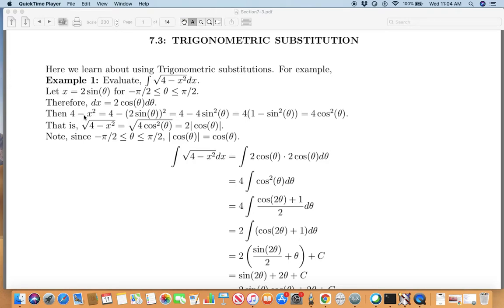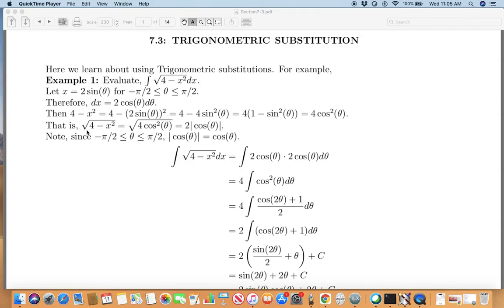Alright. So 4 minus x squared is 4 minus (2 sine theta) squared. Squaring it gives you a 4. That's why, remember I said this 4 reduces to 2, because you are going to square it and get a 4 back. 4 minus 4 sine squared theta. Get 4 common, you have 1 minus sine squared theta inside. 1 minus sine squared theta is nothing but cosine squared theta. So 4 minus x squared is 4 cosine squared theta.